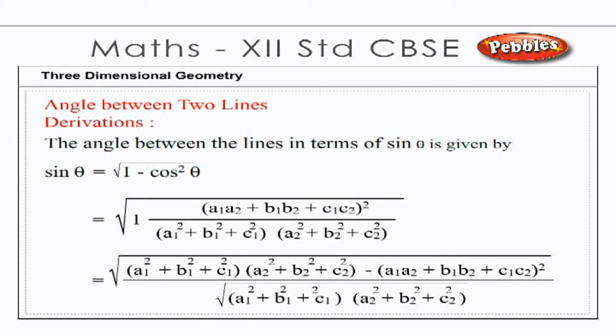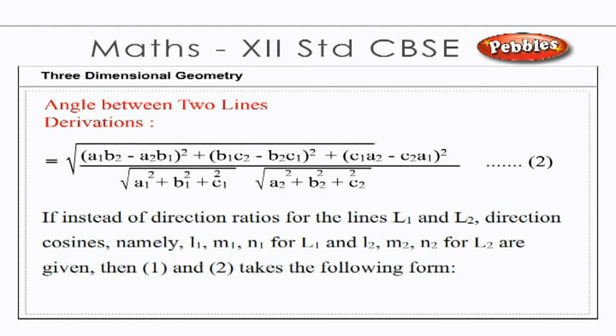Equal to root of (a1 square plus b1 square plus c1 square) into (a2 square plus b2 square plus c2 square) minus (a1 a2 plus b1 b2 plus c1 c2) the whole square, by root (a1 square plus b1 square plus c1 square) into root (a2 square plus b2 square plus c2 square), equal to root of (a1 b2 minus a2 b1) square plus (b1 c2 minus b2 c1) whole square plus (c1 a2 minus c2 a1) the whole square, by root (a1 square plus b1 square plus c1 square) into root (a2 square plus b2 square plus c2 square). Equation 2.